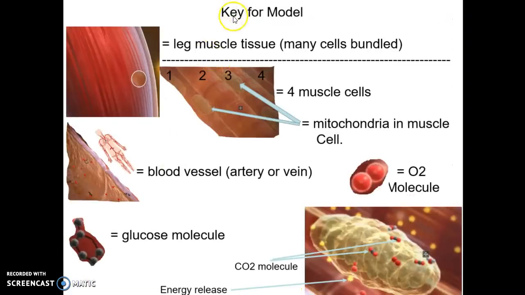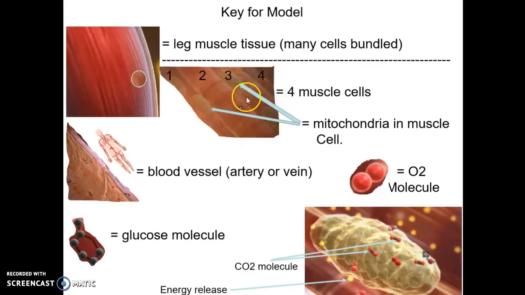I made a key for the computer model just so you understand everything in the video. You have leg muscle tissue, and leg muscle tissue is many muscle cells bundled together. Here is what the muscle cells look like. They look like long tubes. There's 4 in this picture, so those 4 muscle cells.